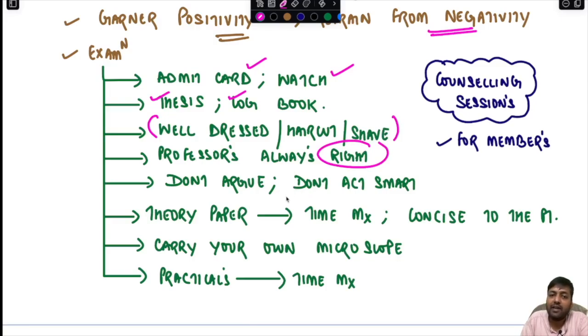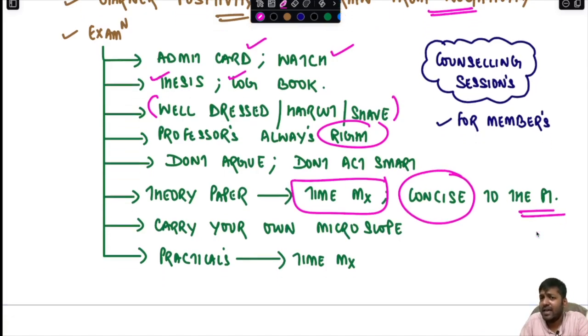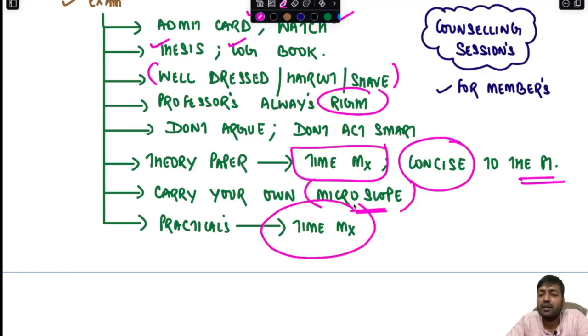In the theory paper as well as in the practical, time management is very important. Okay, because you don't have the habit of writing. So carry your watch, try to write as much as possible, and write in a very concise manner, to the point. Sometimes if you do not know, fill pages also. If you don't know anything about any topic, just fill the pages. Do not leave it blank. If you leave it blank, you will not get even that 2 or 3 marks you would have got if you had just filled up that page. So don't leave anything blank, and carry your own microscope during your practical exams if you are allowed to. And in practicals also carry your watch, because time management is very important.